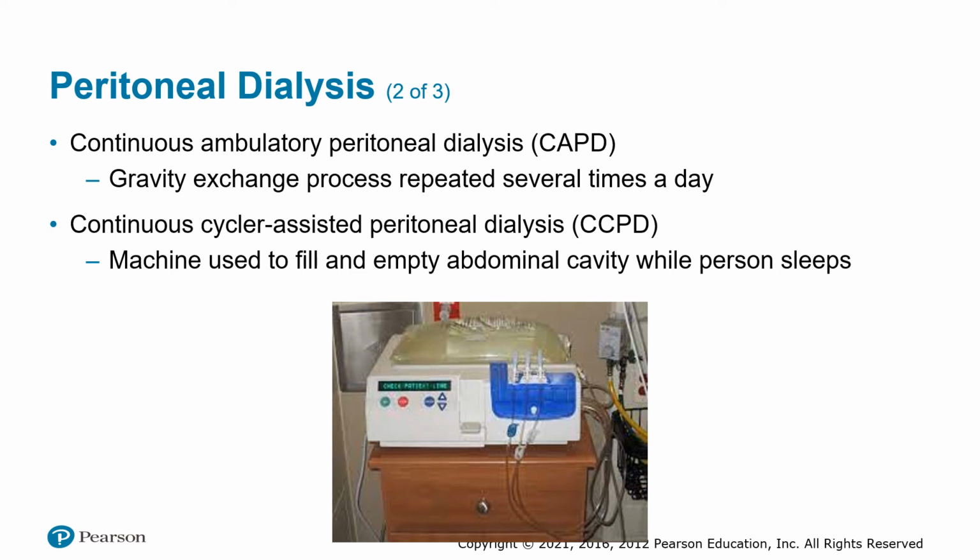Continuous ambulatory peritoneal dialysis is a gravity exchange process repeated several times a day, and then there's also continuous cycler assisted peritoneal dialysis, which is where they use a machine, and basically what happens is that machine warms it up and shakes it and goes in.